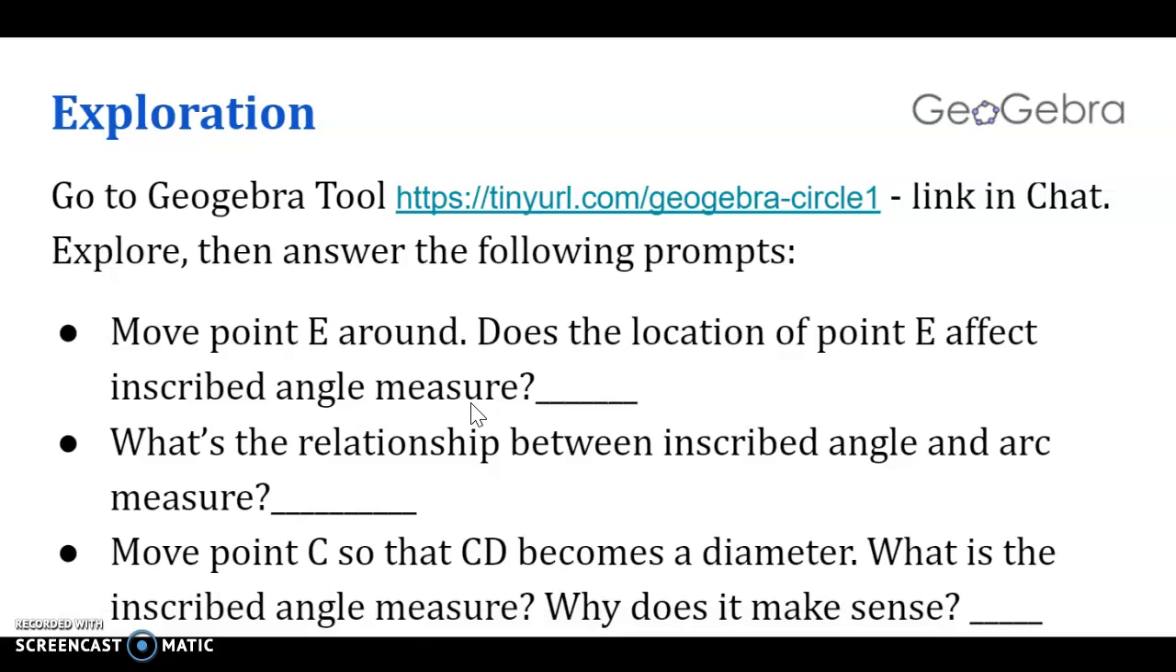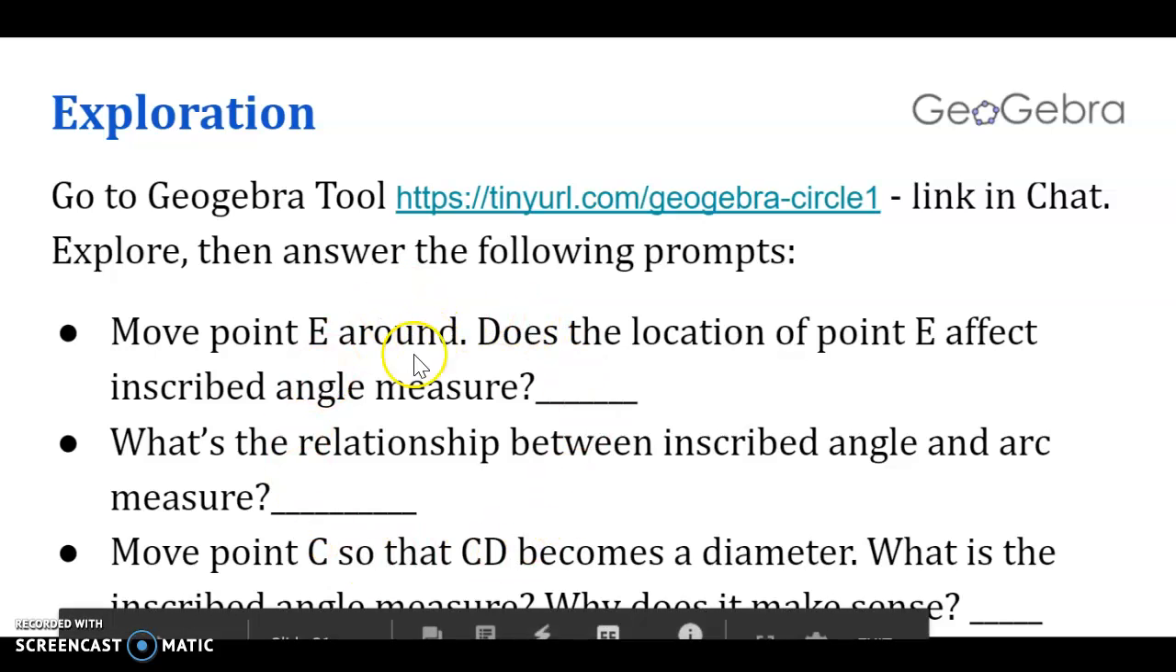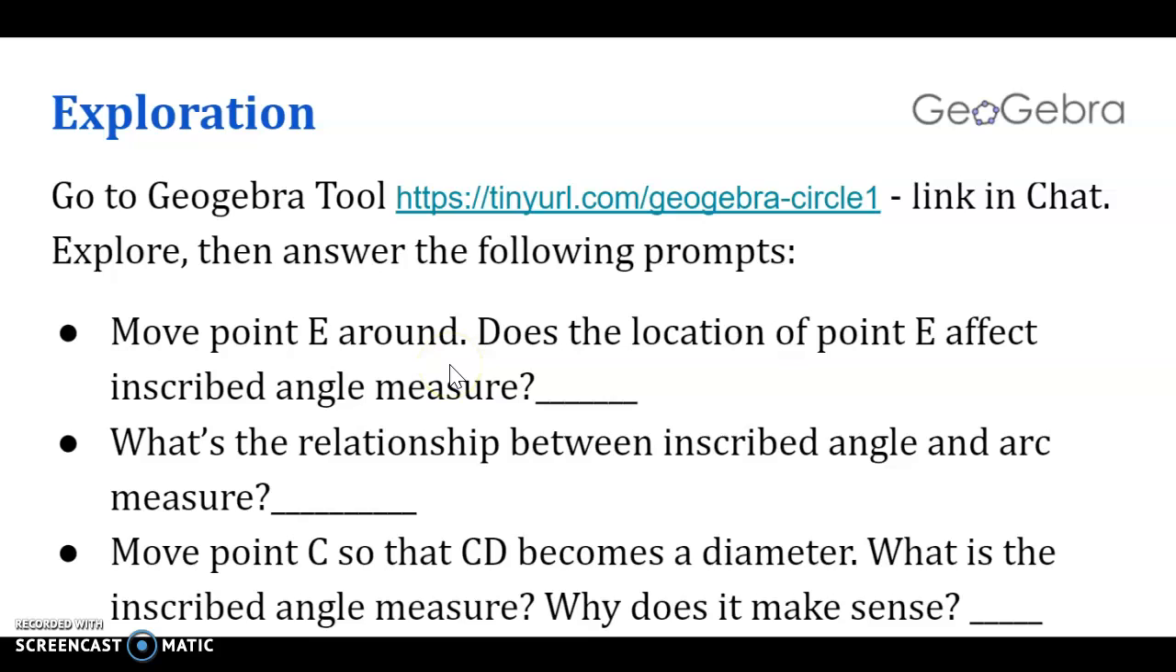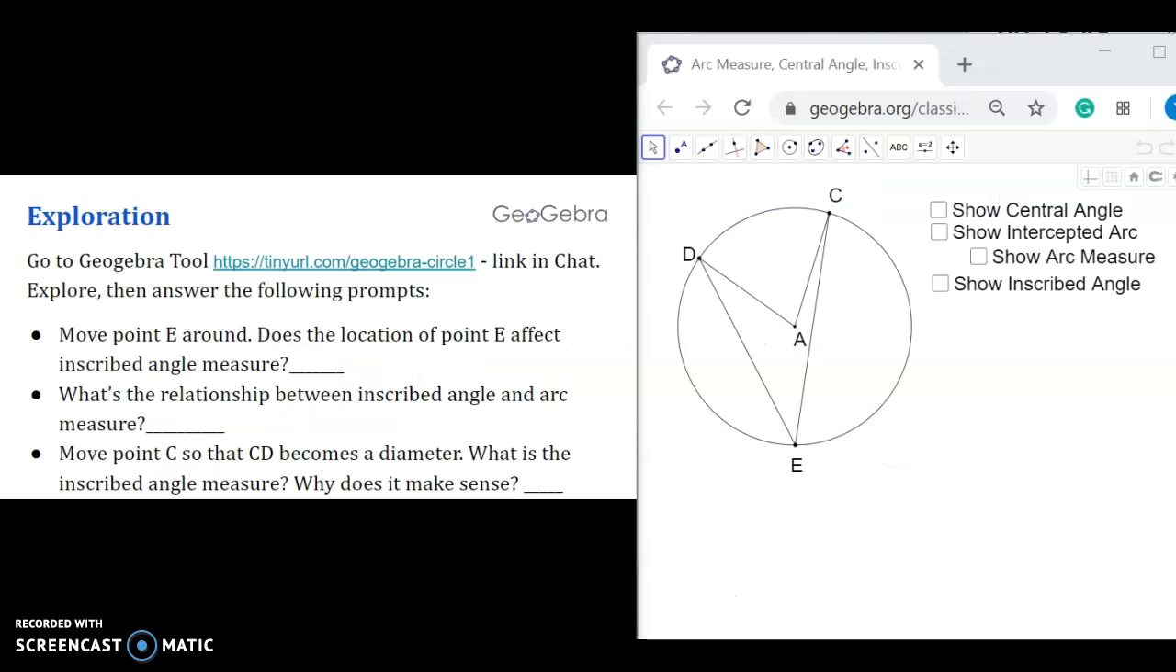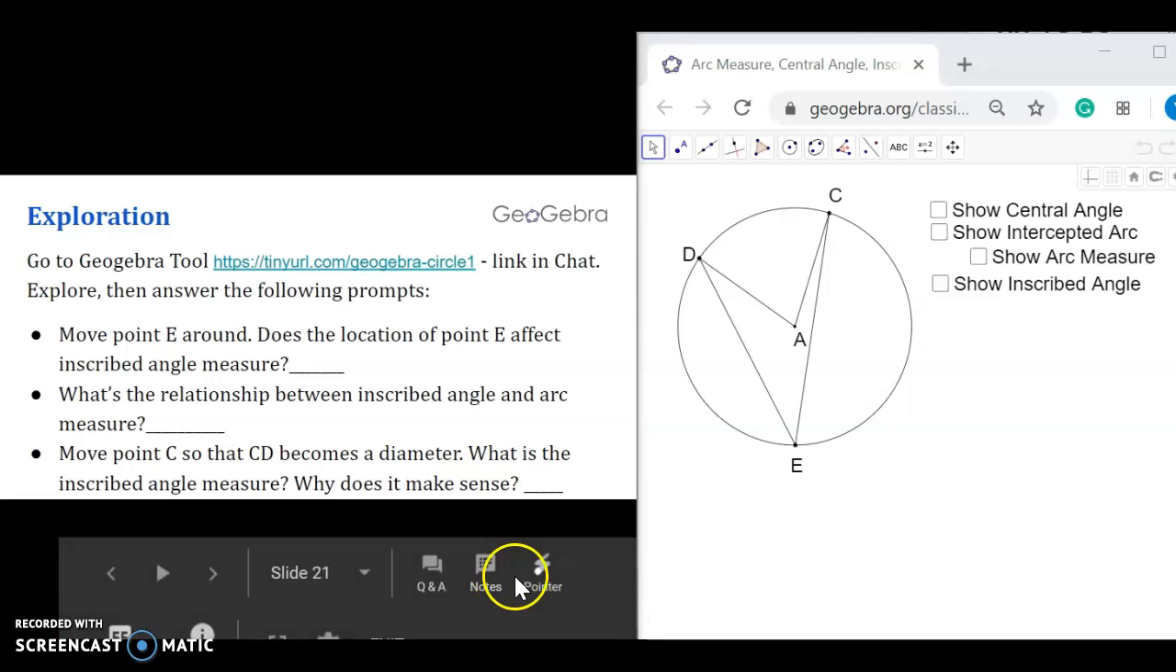We're going to go on to exploration. If you're in the class, I put this link on the chat. You were supposed to click on it, try to follow these instructions, and explore some of the relationships. So please do that now. At this point, you should have GeoGebra open. I have it on my right, and we are going to follow the instructions.